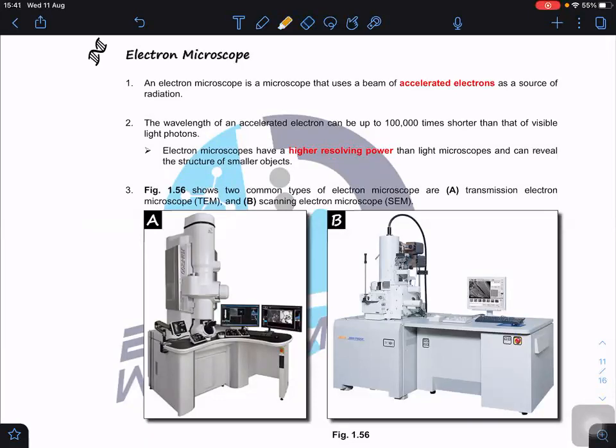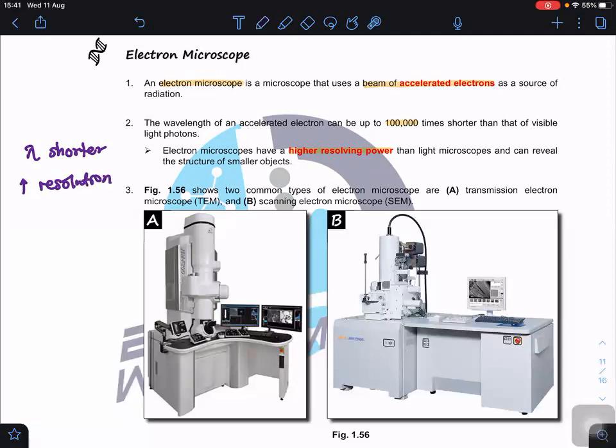As I said, to understand this, always remember that electron microscopes use a beam of accelerated electrons, not just electrons. You can't just use electrons, you must accelerate them. You give them sufficient energy so that they are ejected out from the shells. The wavelength of electrons is about 1,000 times shorter compared to visible light photons, so they have a higher resolving power. Always remember, when the wavelength is shorter, the resolution increases.